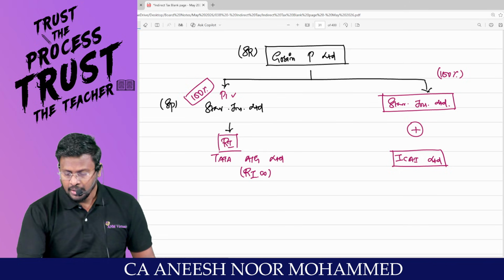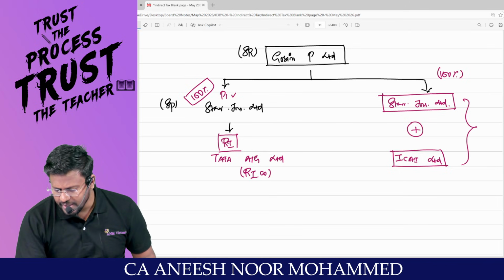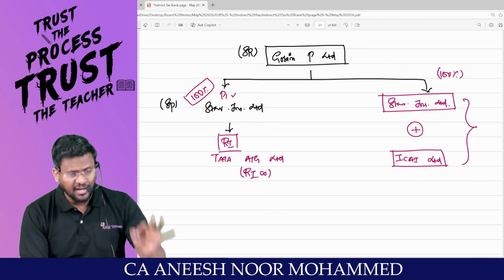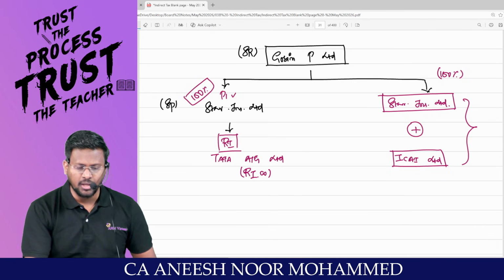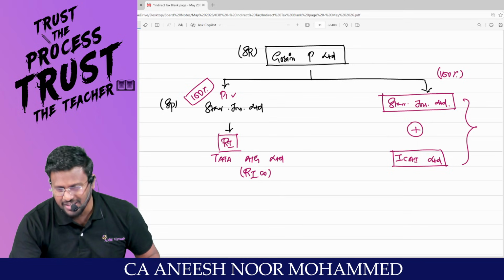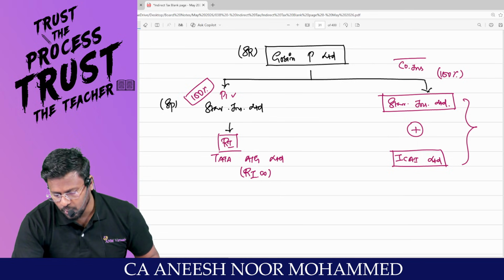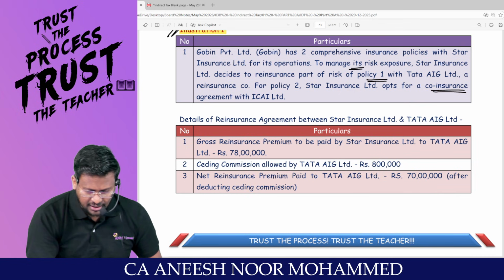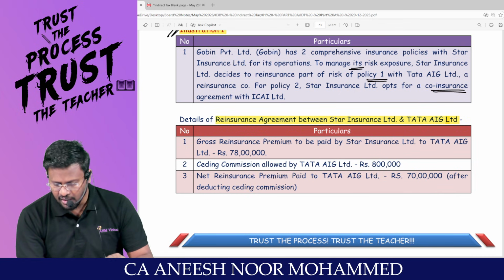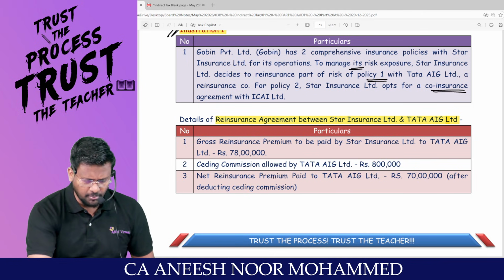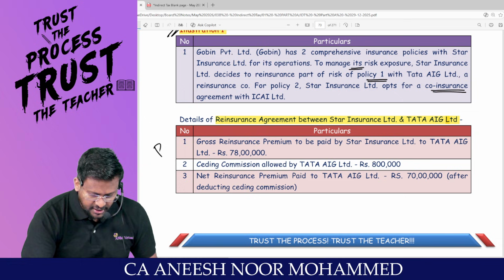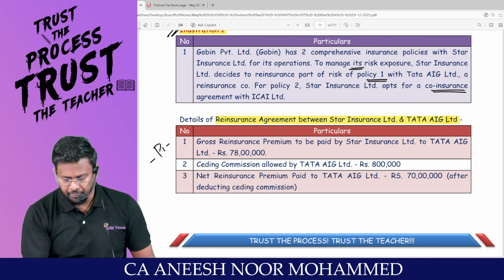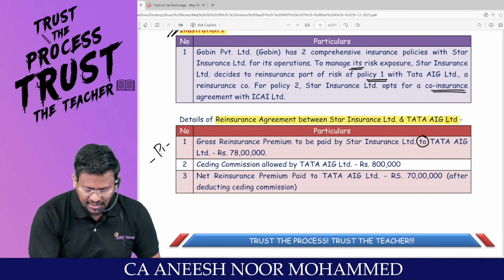Facts clear? Sir, in policy number 2, not only Star Insurance Limited provided the service to Gopin Private Limited, both Star Insurance Limited and ICAI Limited have provided service to Gopin Private Limited. So this is what insurance? Co-insurance. One is reinsurance, another is co-insurance. Details of the reinsurance agreement between Star and Tata AIG, whether I am talking about policy number 1 or policy number 2. Policy number 1. These were the terms of policy number 1. Gross reinsurance premium to be paid by Star Insurance to Tata is 78 lakhs.